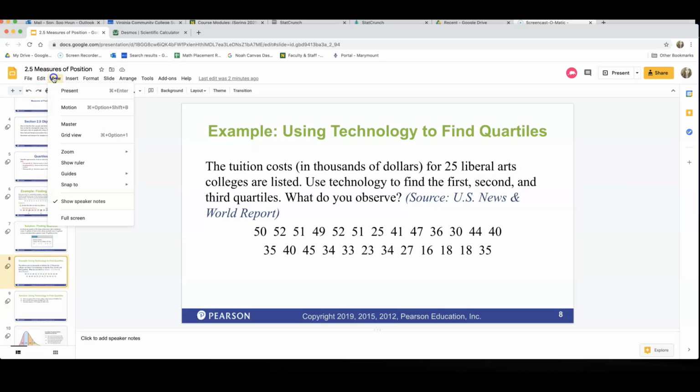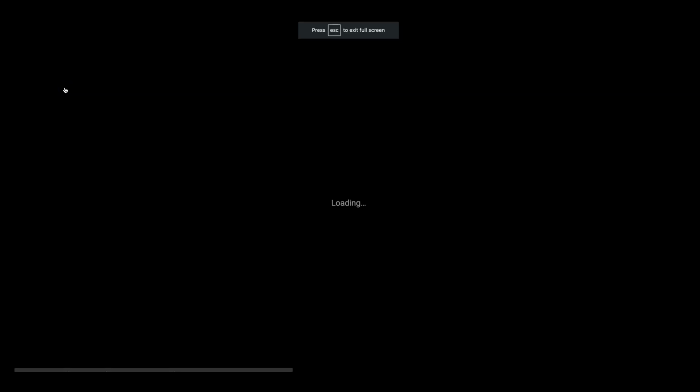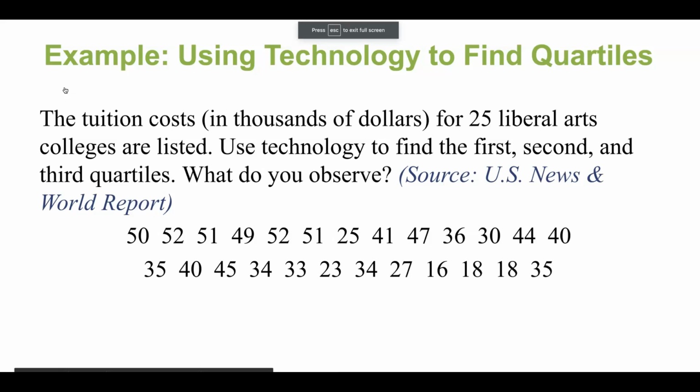I'm going to present this. In class, we already talked about how to find first, second, and third quartiles by hand and by using StatCrunch. So this is another example of using technology to find quartiles. The tuition costs in thousands of dollars for 25 liberal art colleges are listed. Use technology to find first, second, and third quartile.